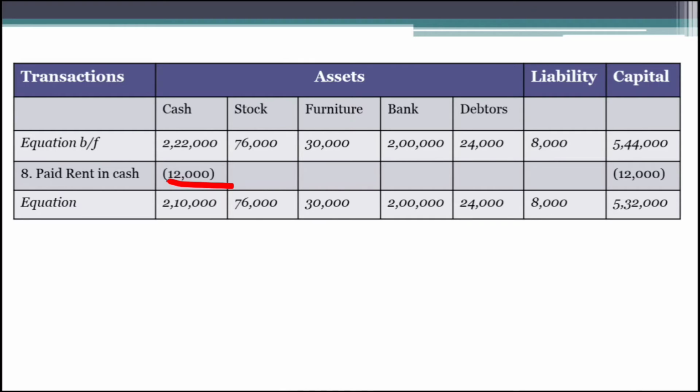Now we know that expenses and incomes just impact directly or indirectly on our profit and loss, and profit and loss impacts on our capital. So if there is a loss, we decrease our capital, and if there is an income, we increase our capital. And in this case, we have paid rent in cash, so we decrease our capital by 12,000. Correct? And equation is balanced again.